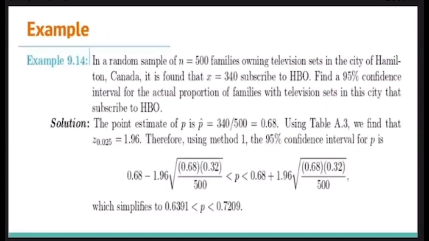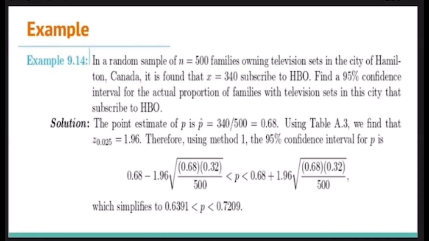Okay, in a random sample of n equal to 500 families owning television set in the city of Hamilton, Canada, it is found that s equal to 340 are subscribed to HBO. It is not everyone who watches a TV that subscribes to it. Out of 500 families, 340 subscribe. That is the proportion. We're interested in those who subscribe.